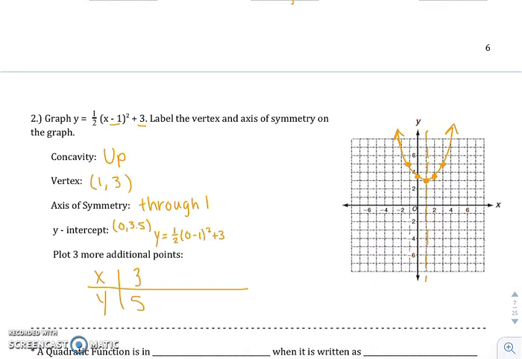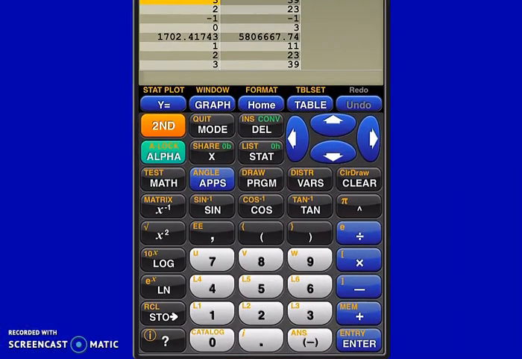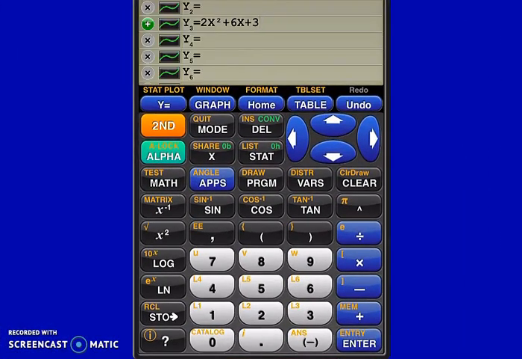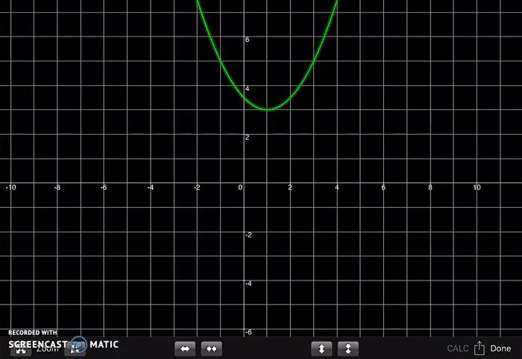If you are doing this on the calculator, 1/2 times x minus 1 squared plus 3, anytime you want to graph anything on the calculator, you have to go to your y equals. You could do 1 divided by 2 in parentheses, or you could do 0.5. Same thing. I'll do the fraction. So 1/2 x minus 1 squared plus 3. So you would graph it. Let's see if it looks like what we have. It does.